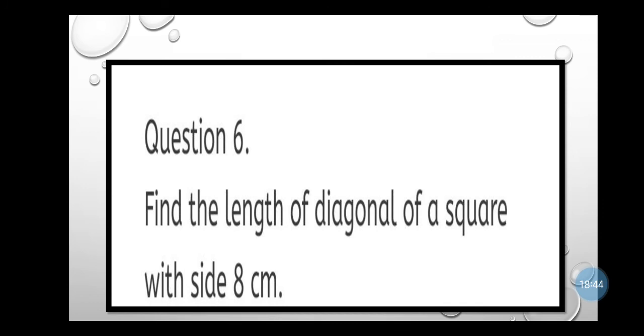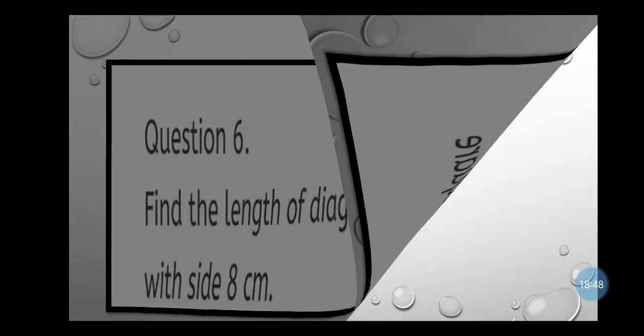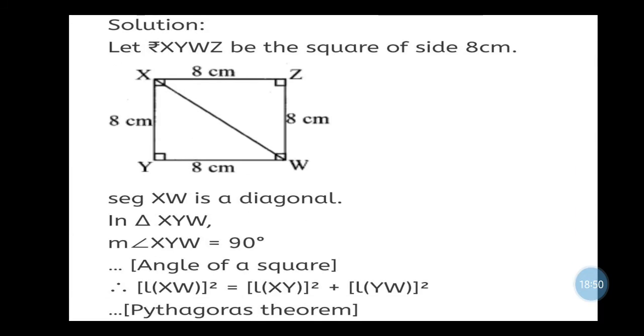So obviously we will be applying Pythagoras theorem. Let's start. Let quadrilateral XYZW be the square of side 8 centimeter. We are supposed to draw this figure. Now we are assuming XW is our diagonal.